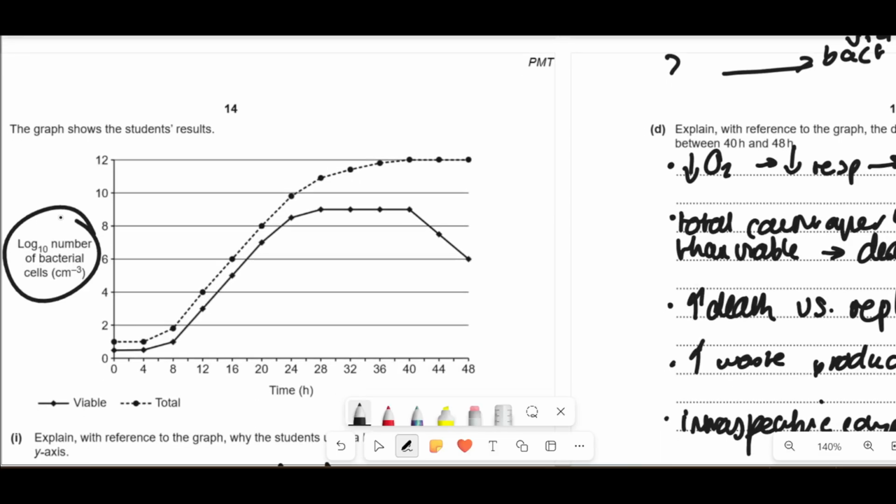if this is the long-term number of bacterial cells, if it's going up, they're growing. If it stays the same, they're not growing. If they're going down, it means more are dying than growing. Or replicating, sorry, not growing.